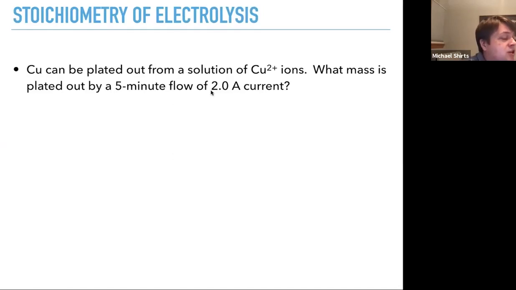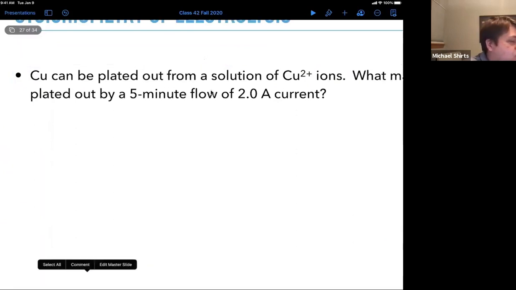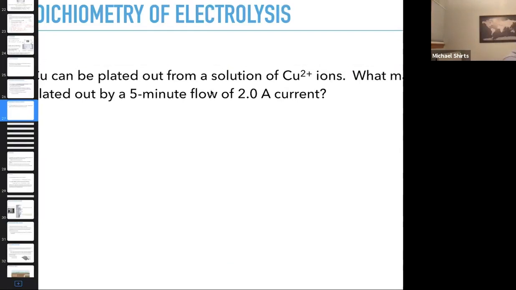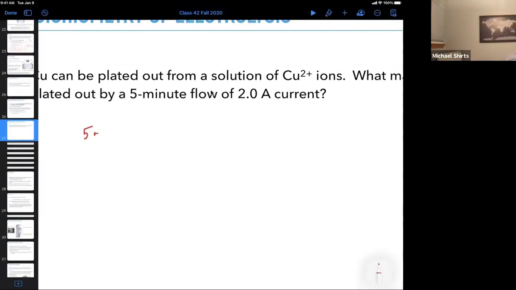Copper can be plated out from a solution of copper 2 plus ion. What mass is plated out by a 5-minute flow of 2 amp current? Okay, let's see. So diving in, we want to know how many electrons were added. But if we've got 5 minutes, then an amp is a current per second. So we have to go to 1 minute is 60 seconds. Those cancel. And then an amp is going to be a coulomb per second. So 2.0 coulombs per second, seconds cancel.